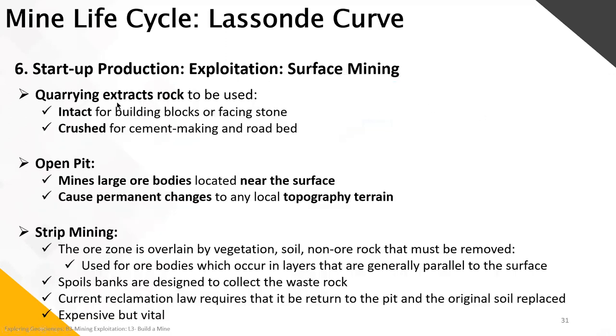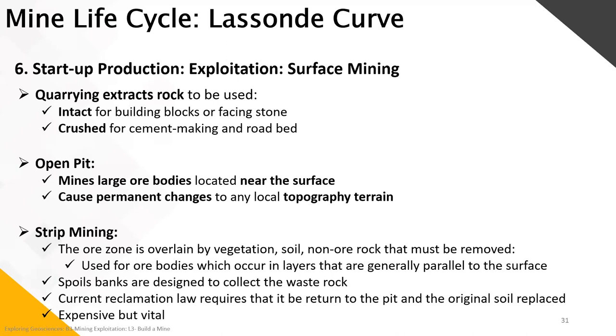Surface mining can be separated into quarrying, open pit, and strip mining. And I think I have two other methods that are less used here, but are more used out in the West. So first, quarrying mainly extracts rocks to be used, either left intact for building blocks or facing stone, or crushed for cement making and road beds. Open pit is just mining of large ore bodies located near the surface, and they are the ones that cause the most permanent changes to any local topography and terrain.